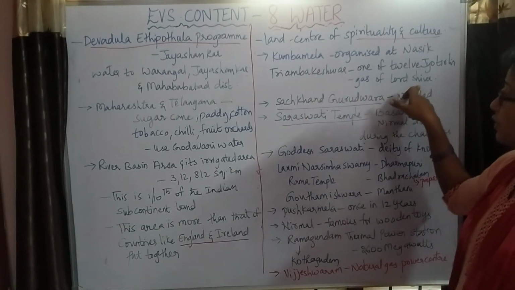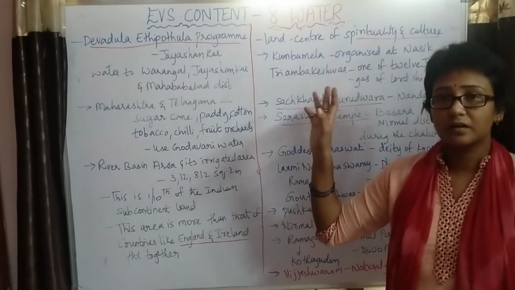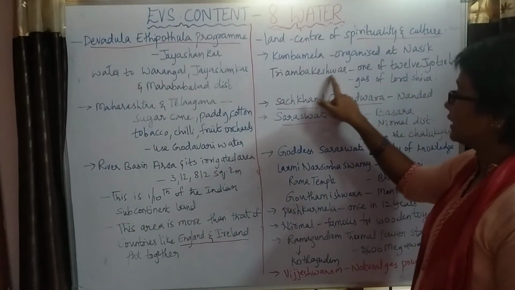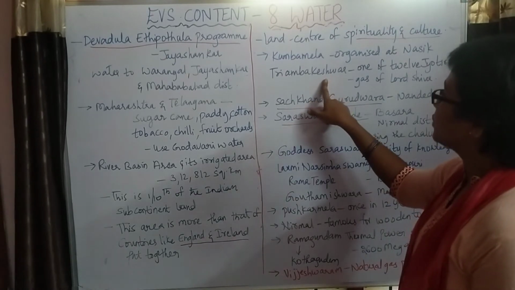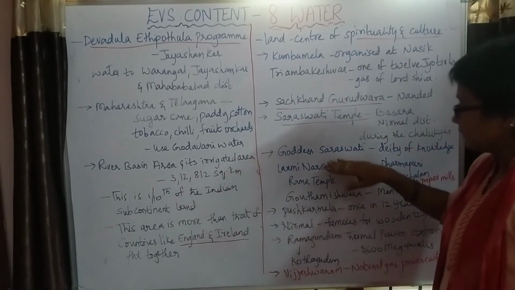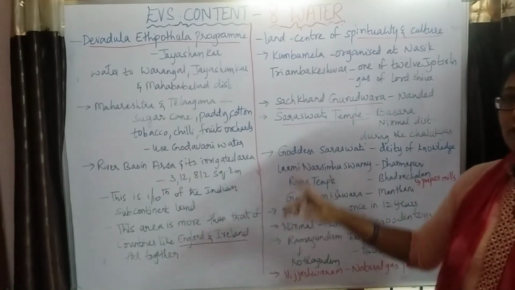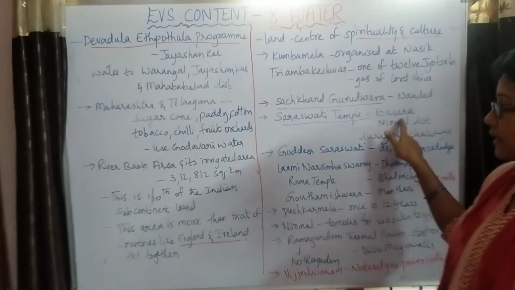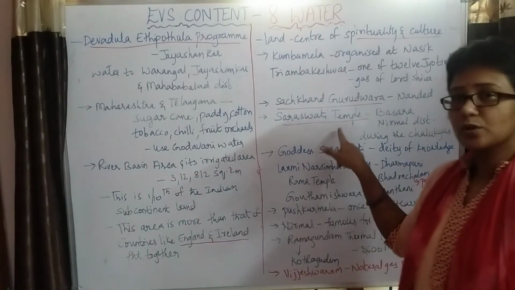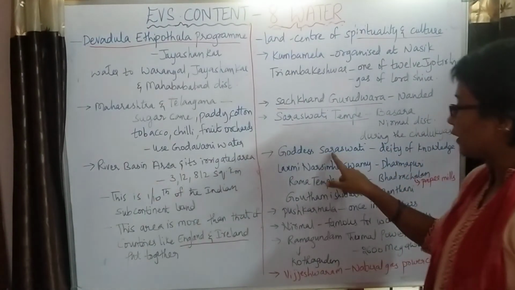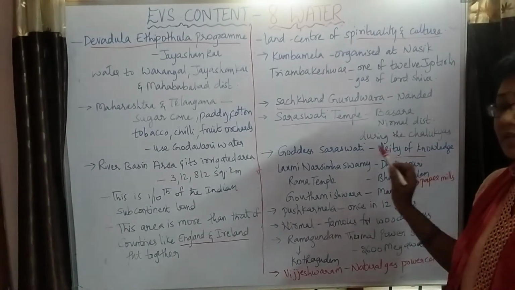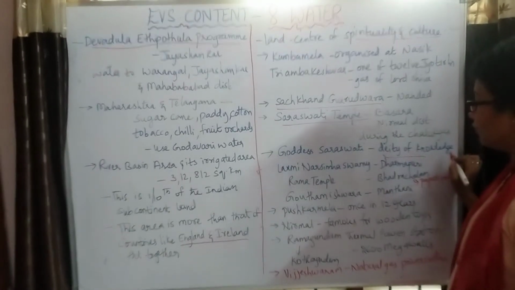Triambakeshwar has one of the famous Lord Shiva temples. Out of the 12 Jyotirlingas, one is located in Triambakeshwar. Of the Saraswati temples, one is located in Kashmir and another in Basar. It is very famous, and Goddess Saraswati is considered the deity of knowledge.